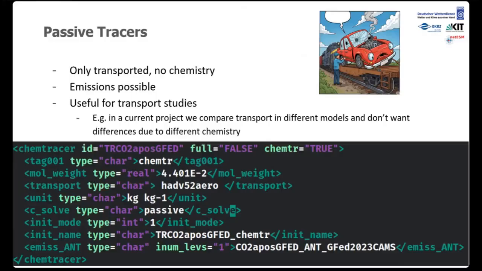So in there, as I said, you define the XML file, and in this XML file, you have always the csolve, and there you define your solver for a tracer. So in this case, you just say passive, and at the top you give the tracer name.